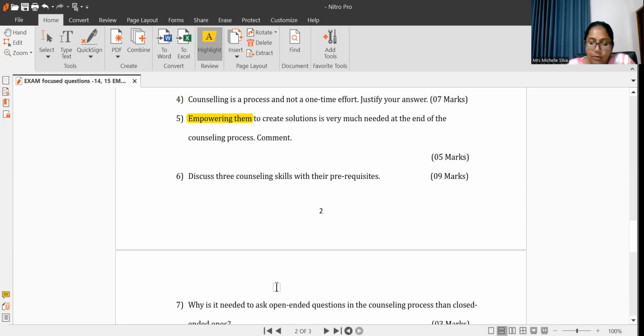And building rapport. Here, since there is a professional relationship between the counselor and the client, through using this professional relationship, you are required to develop a trusting relationship with the client.